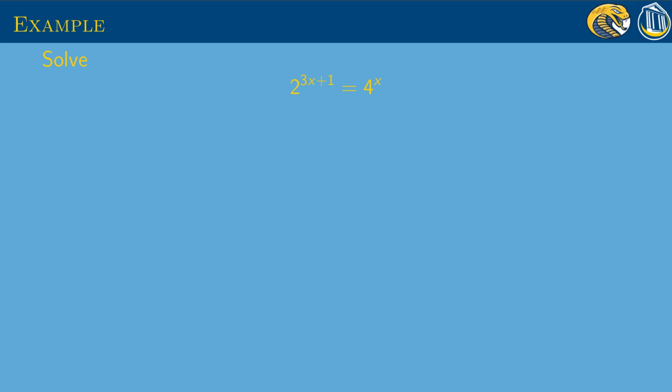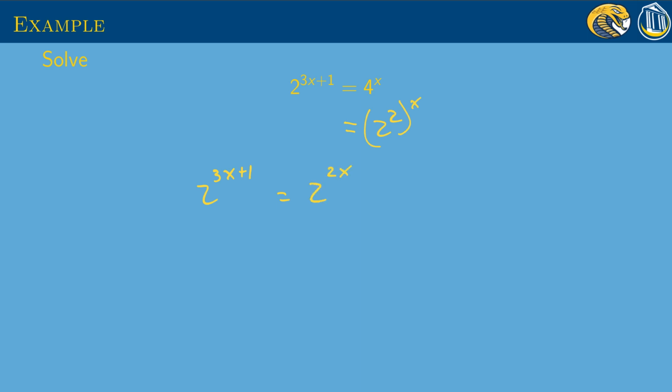Now, sometimes it's not so obvious that we can do this, but it helps if we can remember that if we have one exponent with the base 2, we can rewrite this other side. Instead of 4 to the x, we can write it as 2 squared to the x, and then use our rules of exponents to simplify this. This equation is actually 2 to the 3x plus 1 equals 2 to the power of 2x.